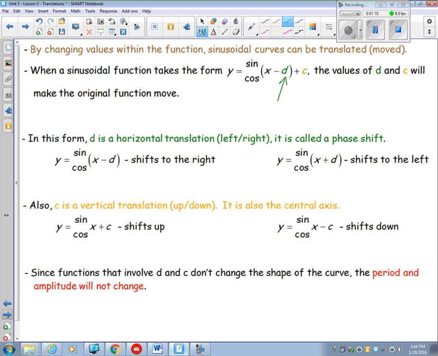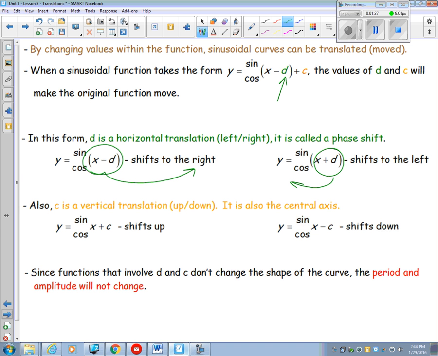Be a little careful here though. When you see a minus sign, it actually moves things to the right. It goes the opposite direction as the bracket. So when we get to a positive D over here, it actually moves things to the left. Because again, if you take out the bracket, it changes signs.